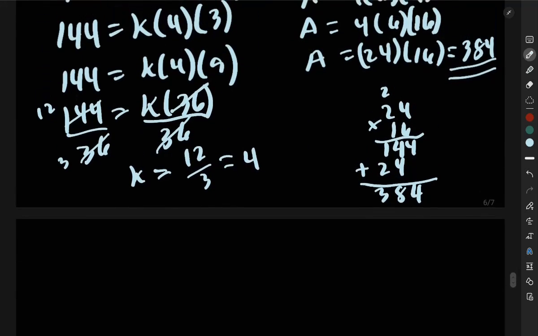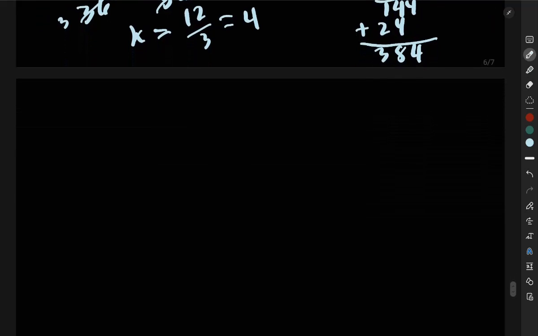Last is we are going to solve for combined variation. So combined is literally a combination of inverse and direct. Unlike joint, it has more variables, but still it's all direct variation. So let's have an example.